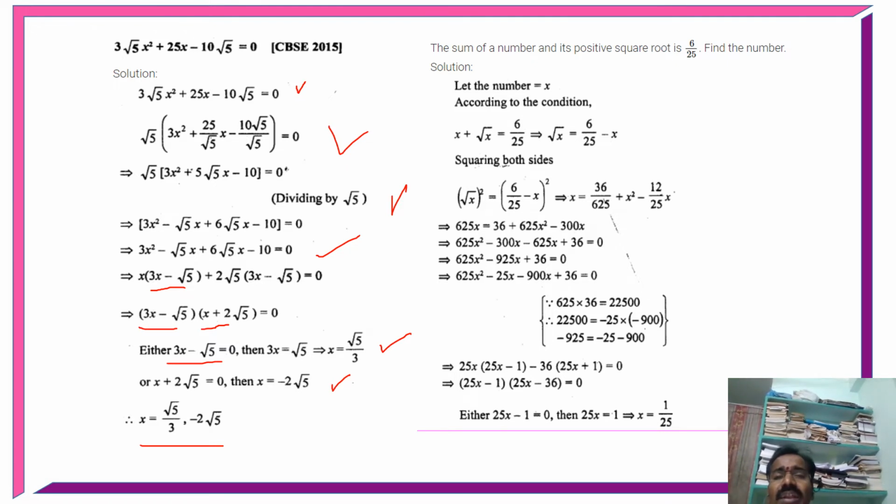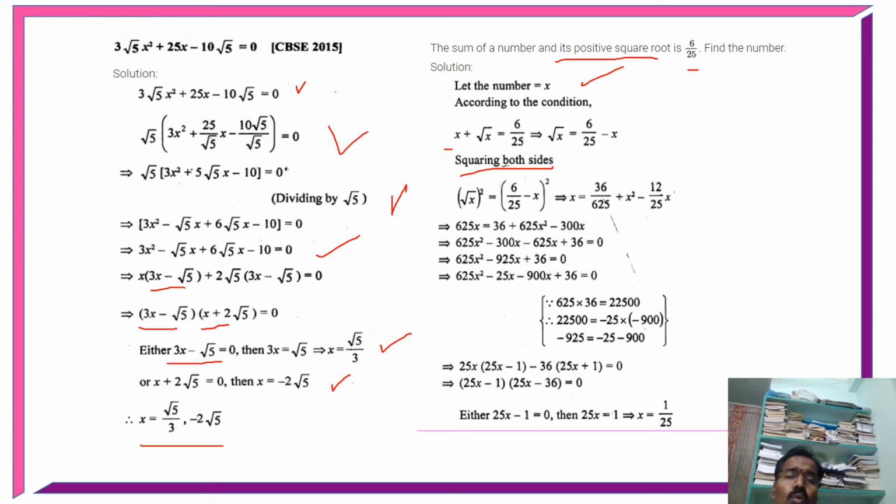Now let us go to the next problem. The sum of a number and its positive square root is 6 by 25. Find the number. Let us take the number as x. According to the given question, the sum of the number and its square root: x + root x = 6/25. So we can write root x = 6/25 - x, and to remove the square root we square both sides.